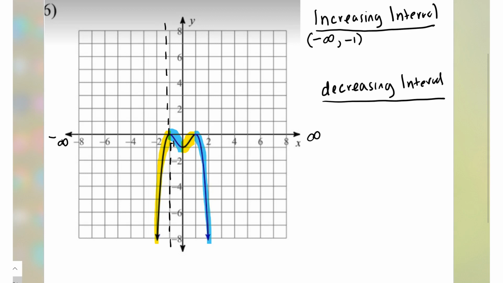That is not the only part that it's increasing. It's also increasing from, remember we're looking at the x value, from 0 up to 1. So 0 to 1. And to describe these two intervals together, we're going to say union. Okay. So we have also this vertical line.